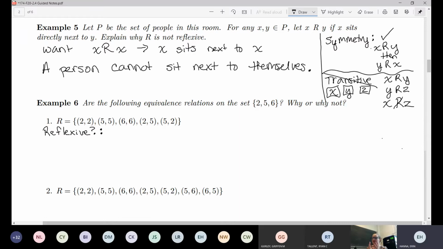Well, that would mean that if we have an element in the set, in the relation, it needs to be related to itself. So note that in this relation, we've got 5s going on, we've got 6s going on, and we've got 2s going on. So we essentially use all of the elements of the original set. So what we would need is essentially 2 related to 2, which we have.